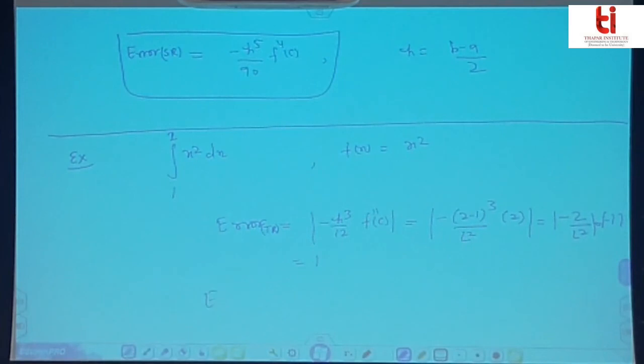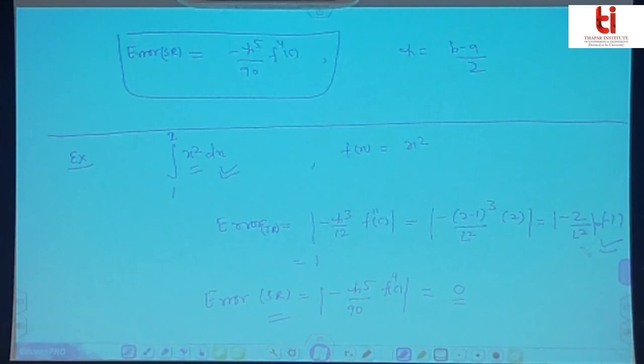Error in Simpson one-third rule. If we apply Simpson one-third rule to compute this integration, then how much maximum error will we get? That is minus h5 upon 90 times the fourth derivative of the function. The fourth derivative of the function is coming out to be 0. So the error is 0 in this case. That's why Simpson one-third rule gives the exact result for f(x) equal to x square. But the trapezoidal rule will give you an error of 1.